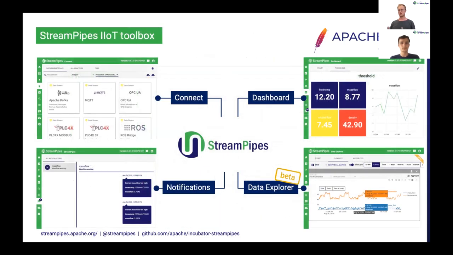We have a toolbox of different components. One is the previously mentioned connect component with the different adapters for protocols. Then we also have a dashboard, which is a graphical user interface to quickly capture what is going on in the machine. And then we can also set up notifications for certain events that occur in our system. Finally, and this is still in beta, is the Data Explorer, which serves as a place to explore the data and also to label the data. And then finally, one could export a labeled data set with minimal manual overhead.